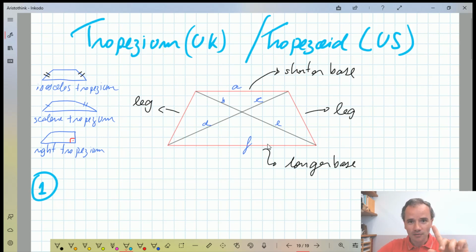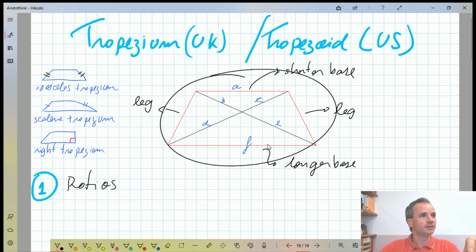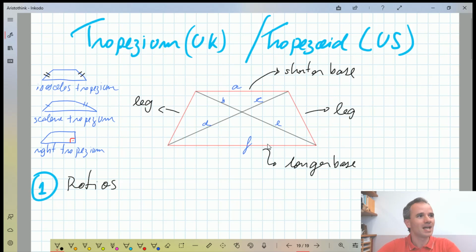Now, first part I want to show you, we're going to talk about ratios. When you have all those lines, those segments, let's put this is A, B, C, D, and let's put an E at the center. I'm going to use the E in here.